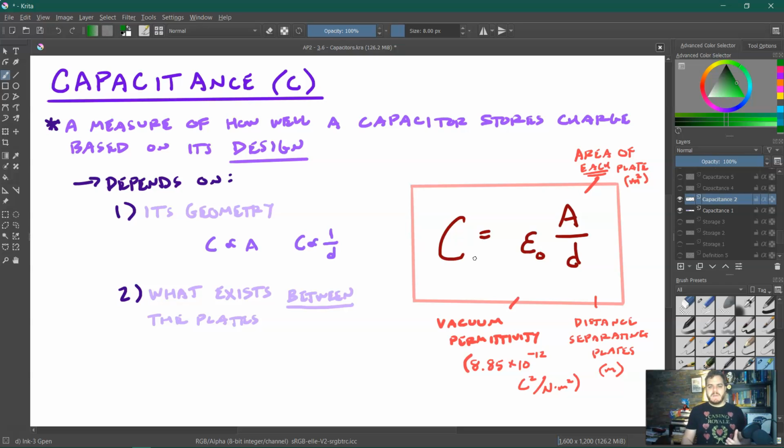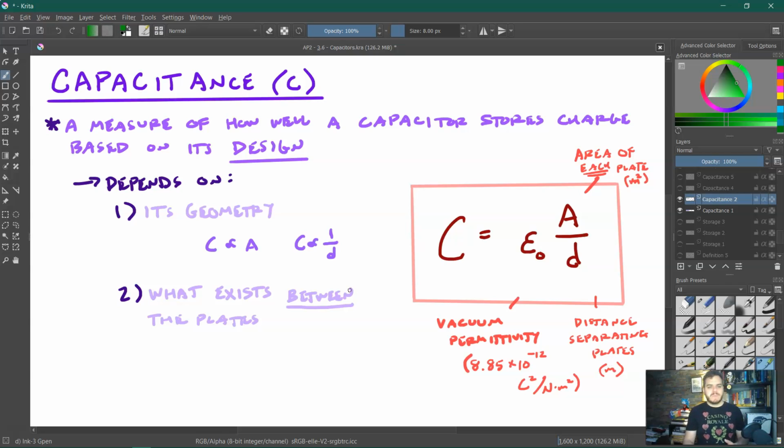So capacitance is directly proportional to the area of each plate in meters squared. And additionally, it is inversely proportional to the separation between the plates. If the plates are really, really close together, more charges will be attracted. If we separate them out more, well, fewer charges are going to be attracted because of Coulomb's law, those charges are further apart, not going to feel as much of an electric force. And that little d is the distance separating the plates in meters.